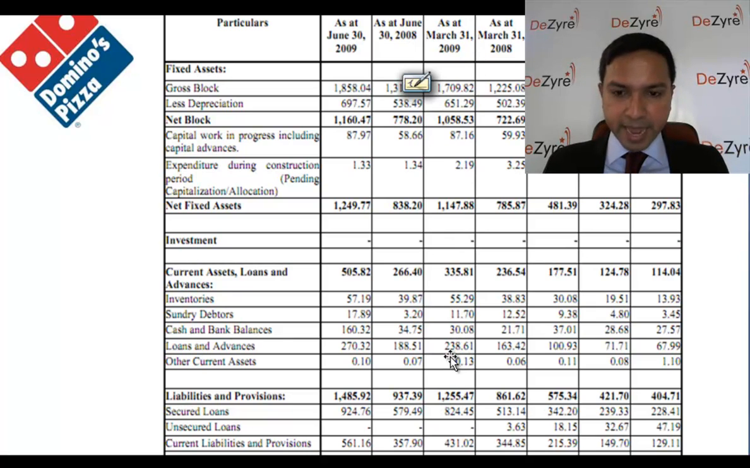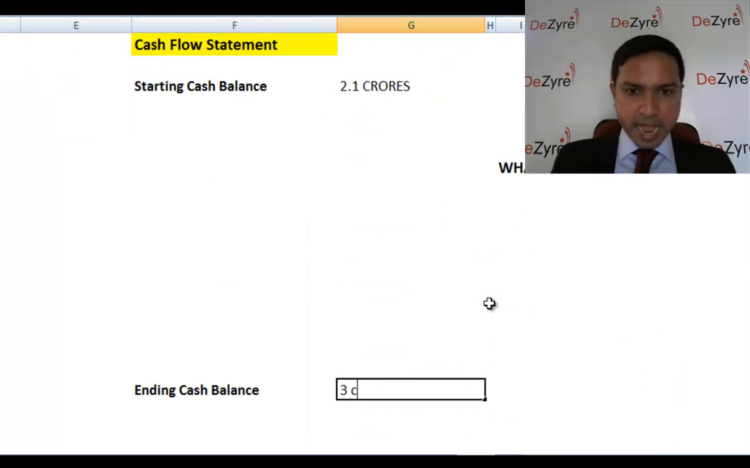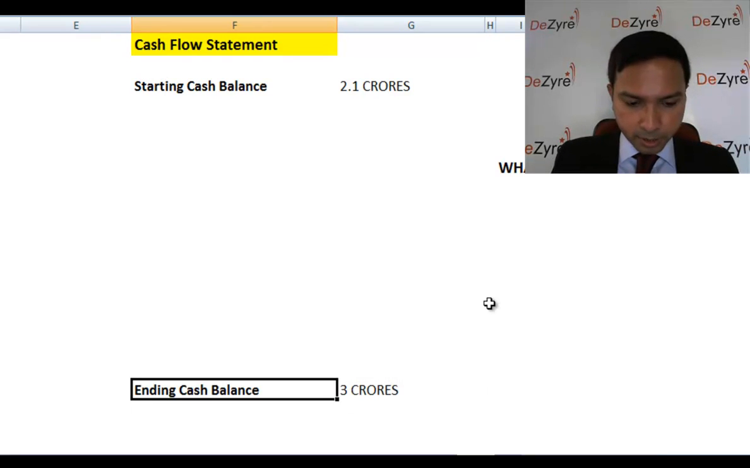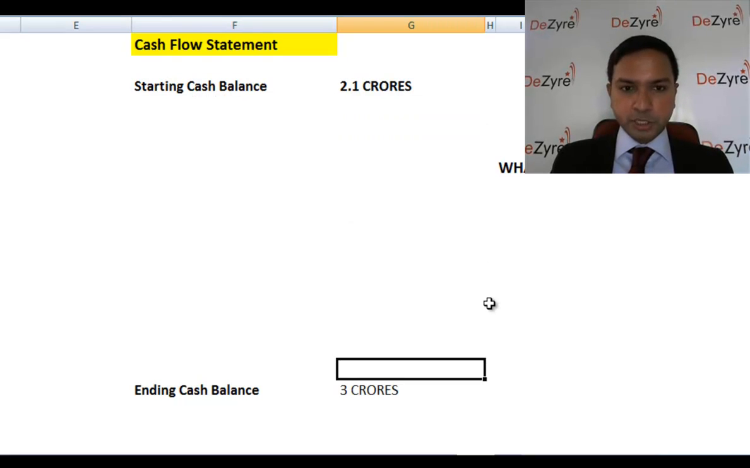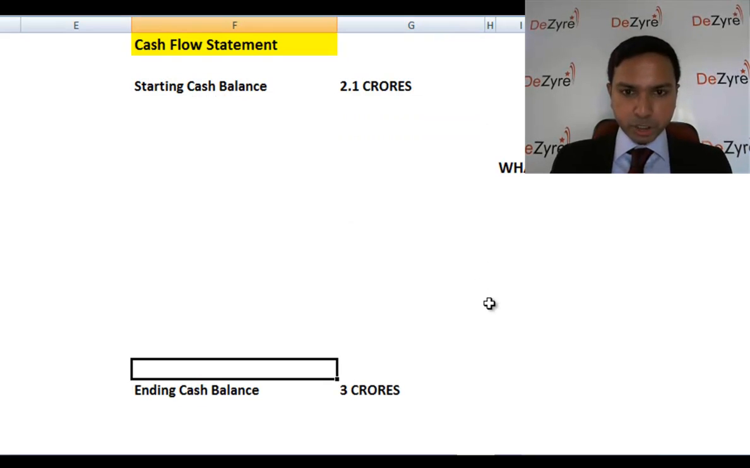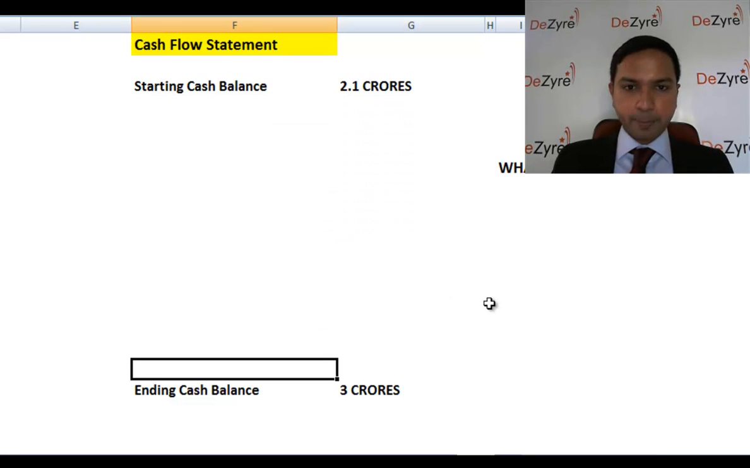The ending cash balance, as of March 31, 2009, is 3 crores, right? 3 crores is the ending cash balance. Now we got these two numbers from the balance sheet. What a cash flow statement is essentially is whatever happens between these two numbers. That's a cash flow statement.